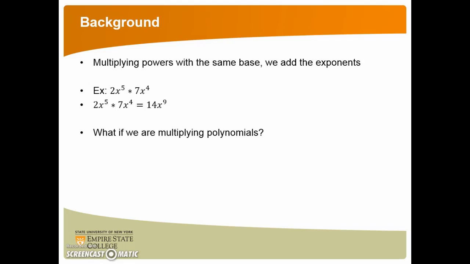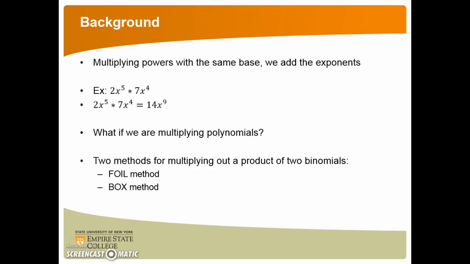But what happens when we multiply polynomials? If we focus on multiplying binomials, which are polynomials with two terms each, there are a couple of different methods we can use. Those two methods are the FOIL method and the box method. We will look at the FOIL method first.